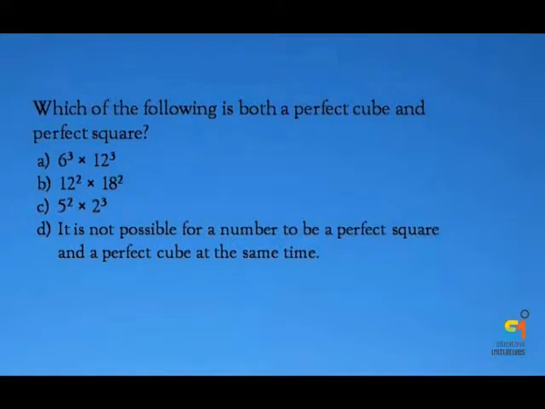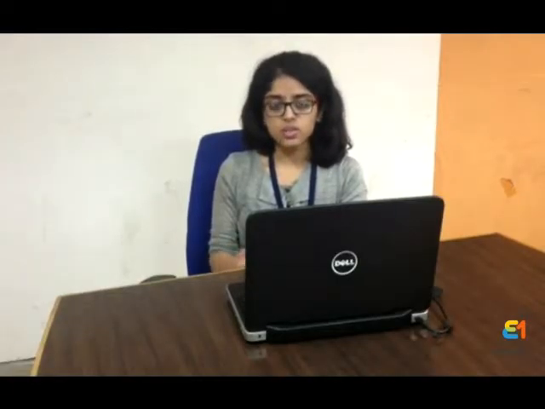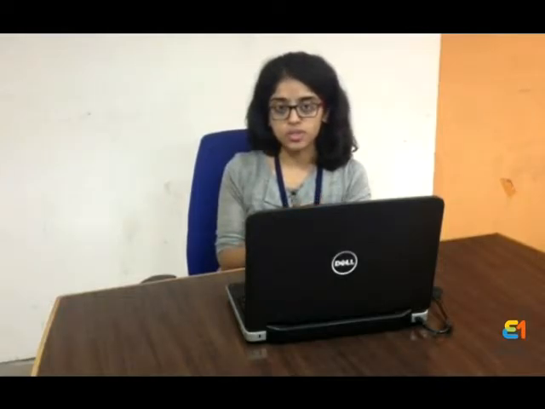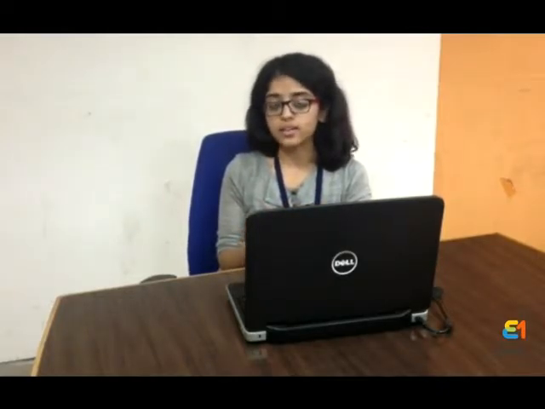So the first question reads, which of the following is both a perfect cube and a perfect square? Option A, 6 cube into 12 cube. Option B, 12 square into 18 square. Option C, 5 square into 2 cube. And option D, it is not possible for a number to be a perfect square and a perfect cube at the same time. So essentially in this question, students were supposed to take each of the options and break them down into their prime factors.